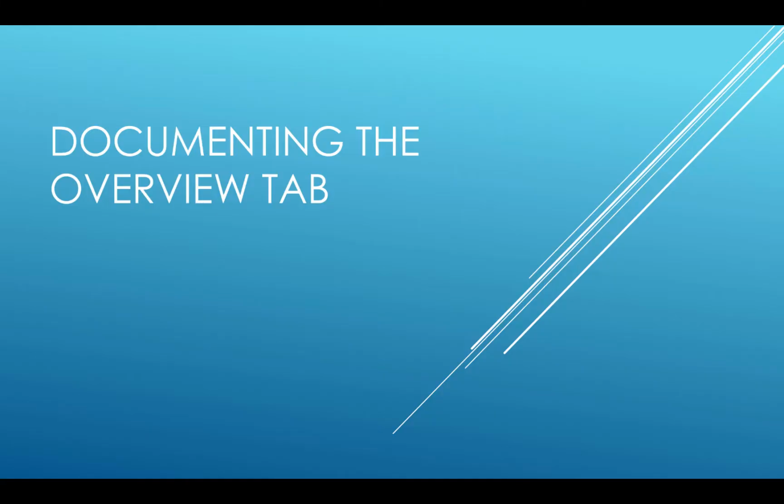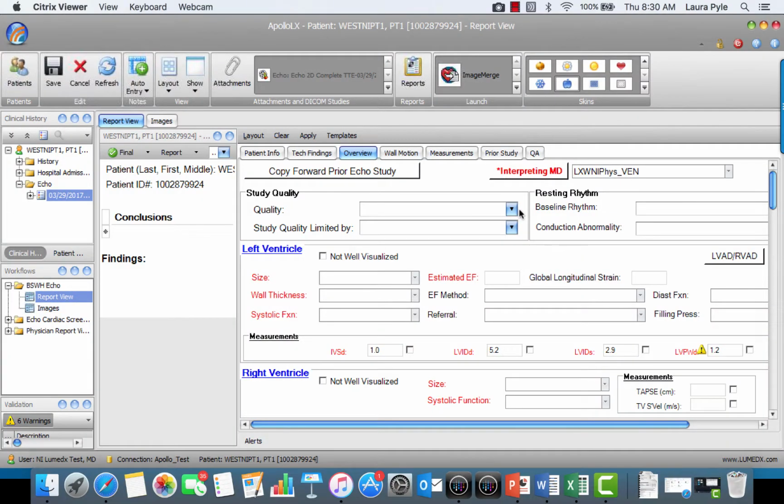Documenting the Overview tab. If a full echo was performed and you would like to document those findings, you will do so on the Overview tab. The Overview tab is where you will document your findings for the study. The fields that are in red font denote that these are IAC data elements. These data elements should all be completed prior to finalizing your report.